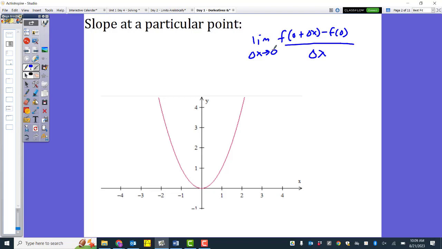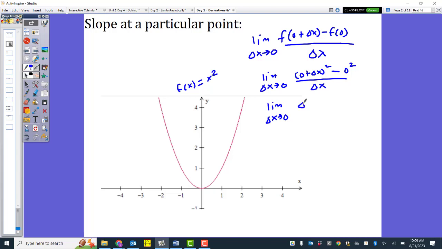All right, so let's solve this one out. We have, once again, the same f of x is x squared, so we have the limit as delta x approaches 0 of (0 plus delta x) squared minus 0 squared over delta x. Limit as delta x approaches 0.